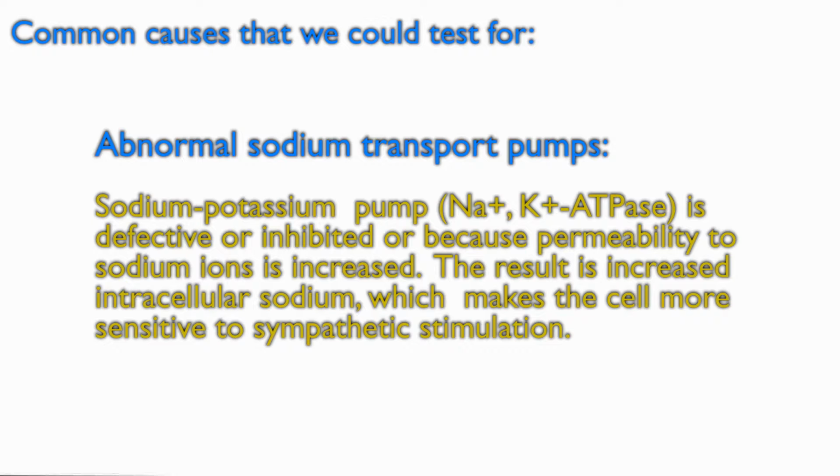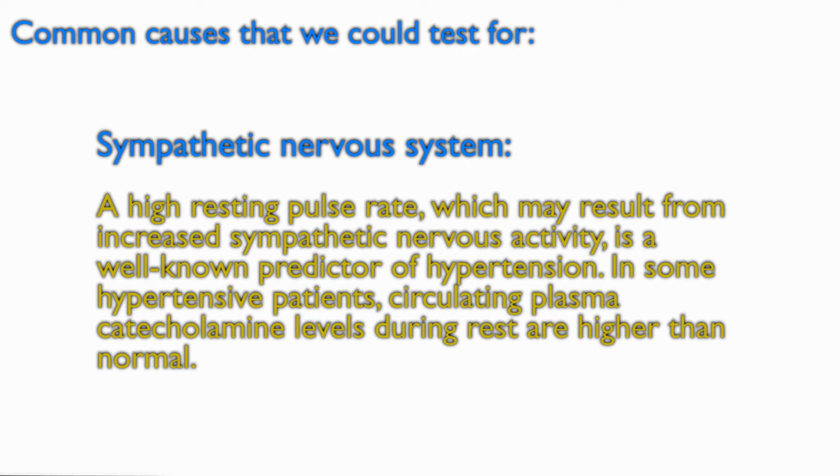Another possible cause of primary essential hypertension is the sympathetic nervous system. A high resting pulse rate, which may result from increased sympathetic nerve activity, is a good example and is a good predictor of hypertension. So it's just the sympathetic nervous system increasing the tension in the blood vessels.